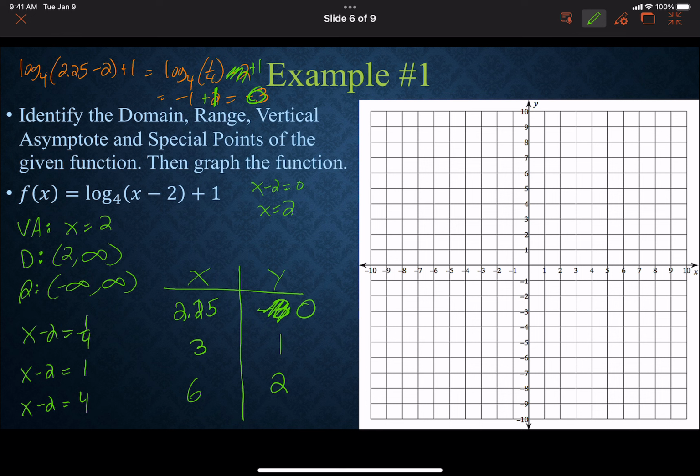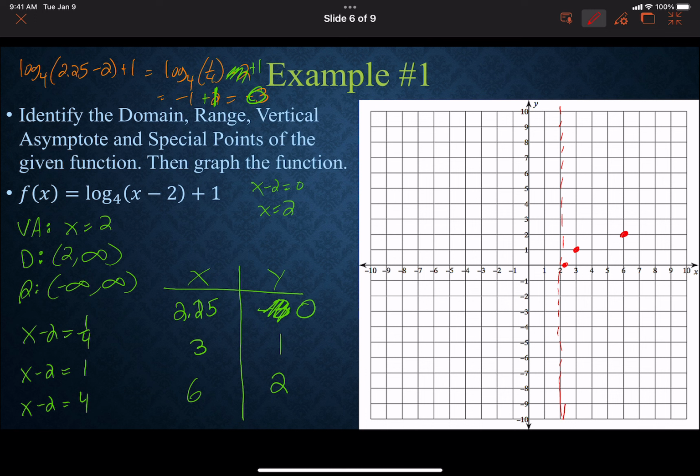So what's actually kind of nice about the log problem is, once you find that first one, the y values are going to be going up or down based on the value of a, the coefficient in front of the whole thing. So as you can see, we're not multiplying by anything. We're multiplying by 1 then, so the y values are going up by 1s. So it's kind of a neat little trick you can use. So we plot our vertical asymptote. We plot our points 2.25, 0, 3, 1, 6, 2.